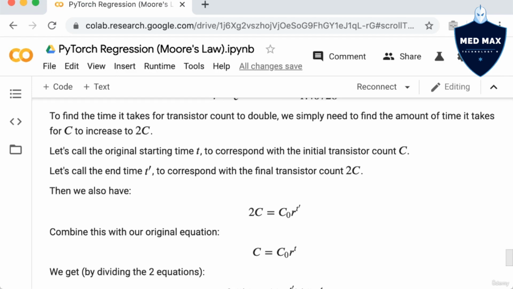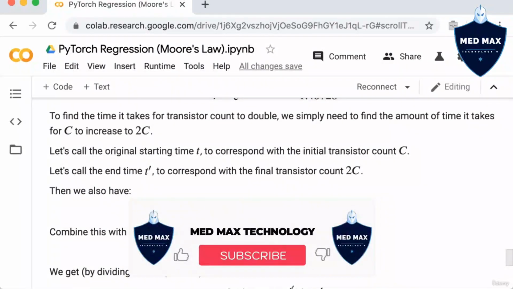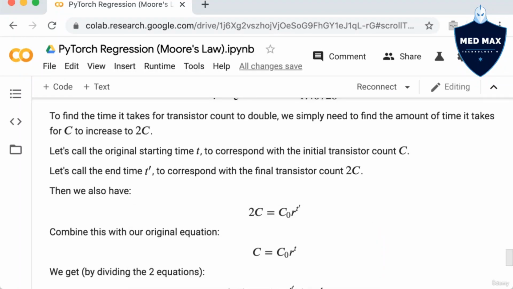Next, let's consider the doubling time, or in other words, how long it takes for c to double. We can do this by thinking of the original equation as the original time and the original count. This origin is completely arbitrary, and as you'll see very shortly, its values don't actually matter. So in order to double this count, the left-hand side would become 2c, and on the right-hand side, the time would just be t prime. We call it t prime because we don't know what it is yet. That's what we're trying to solve for.